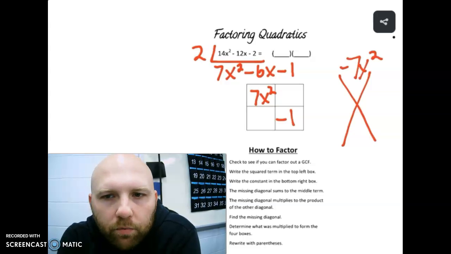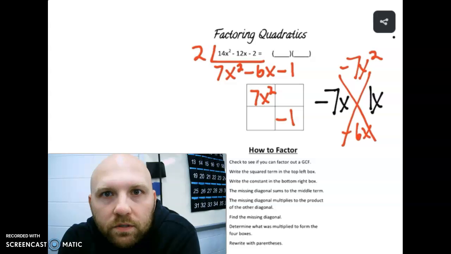So what can we multiply to get negative 7x squared? And those same two numbers have to add to give us negative 6x. Think about it for a second. You should realize that 7 and 1 are probably the two numbers we're going to use. The 7 needs to be negative since we want them to add up to give us negative 6x. And then we put those in the boxes.